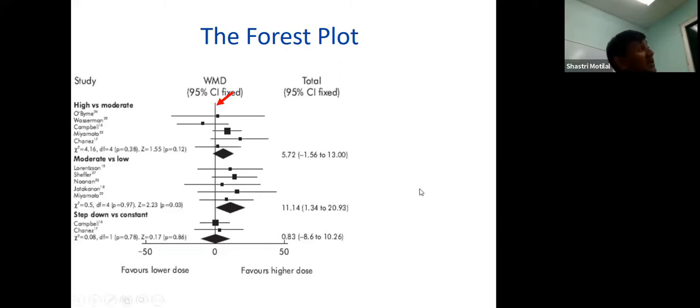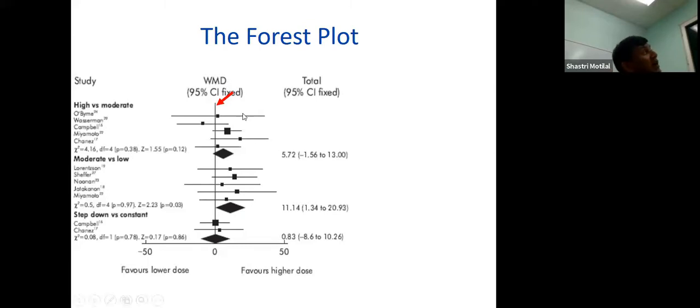Yes. So this study, this meta-analysis, which represents these studies combined, found that there was a difference because the value doesn't include 0, and it favored higher dose. So what these studies found is that moderate dose compared to low dose, moderate dose was much better. Right? That's what that study found.